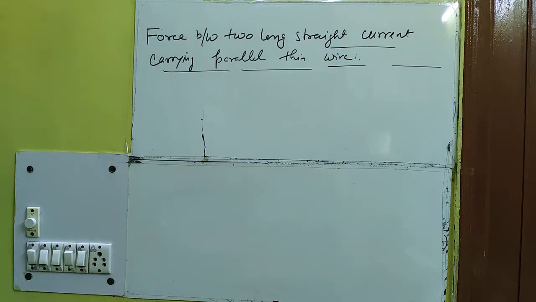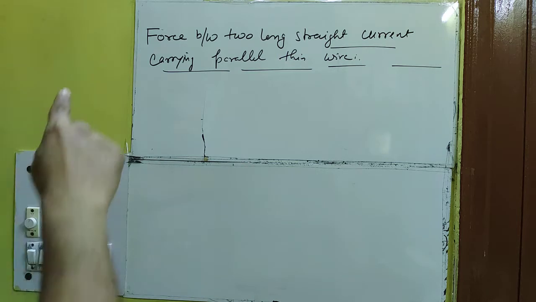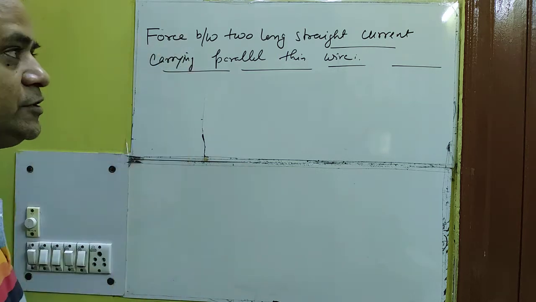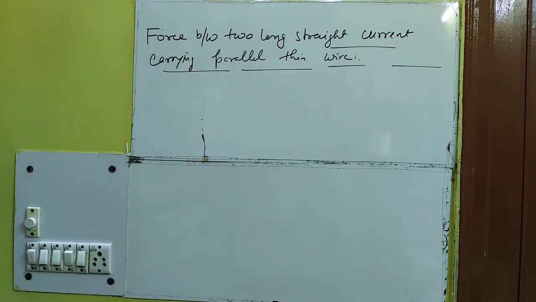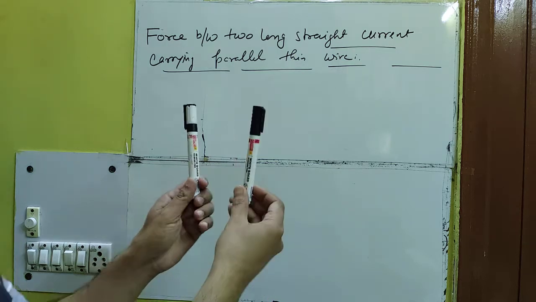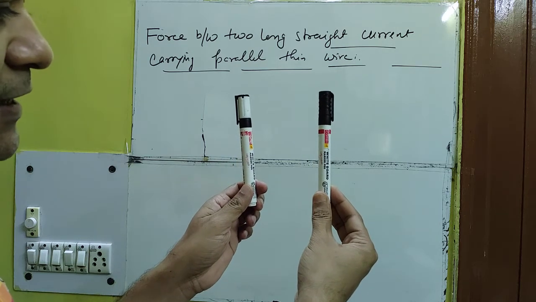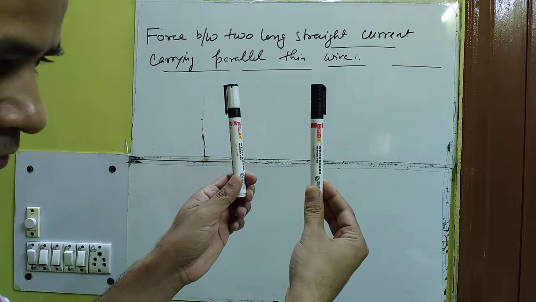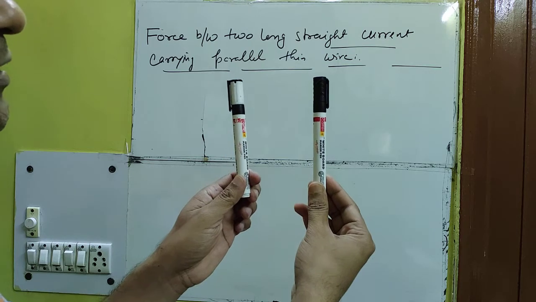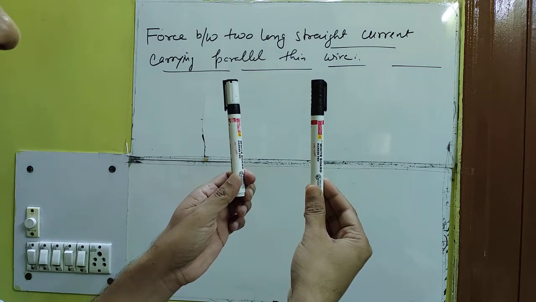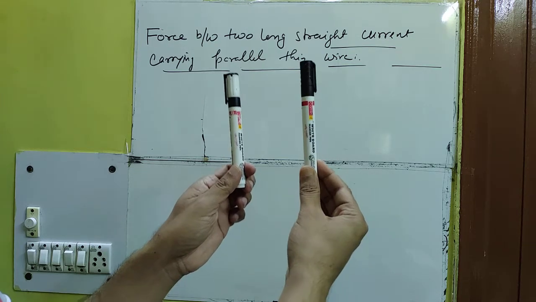So hello students, now we are going to discuss a topic of magnetic effect of electric current, class 12th: force between two long straight current carrying parallel thin wires. Suppose that you are having these two wires, this one is wire 1 and this one is wire 2, and they are carrying current. They are long wires, thin wires, and they are kept parallel to each other, and suppose that the current is in upward direction.